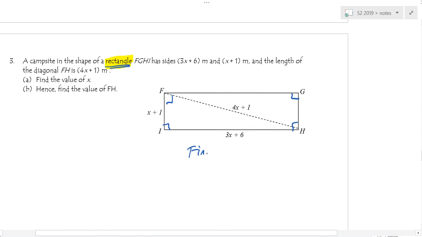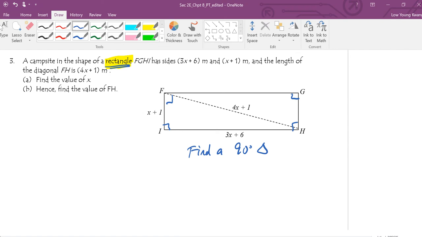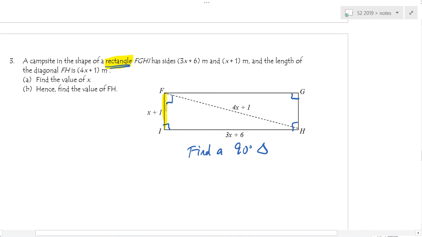Can you find a 90-degree triangle that you can use? Do you want me to highlight for you? Do you agree this is the triangle that I want to use? Of course, you can use the above one. Then, can you apply the Pythagoras theorem?